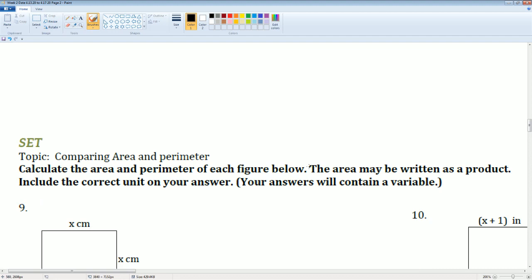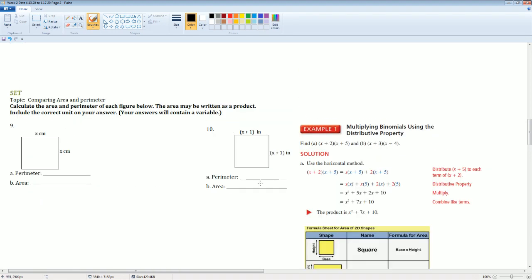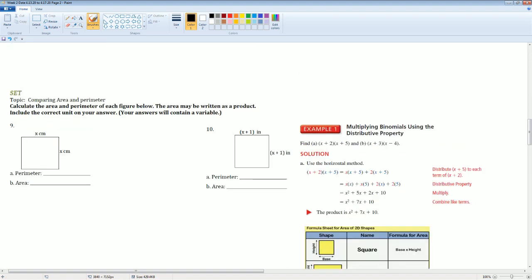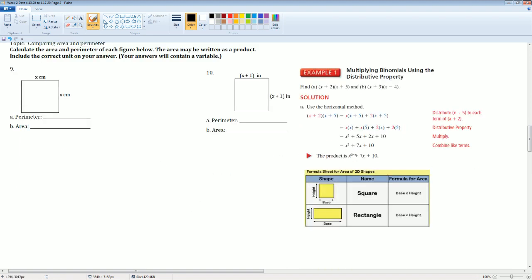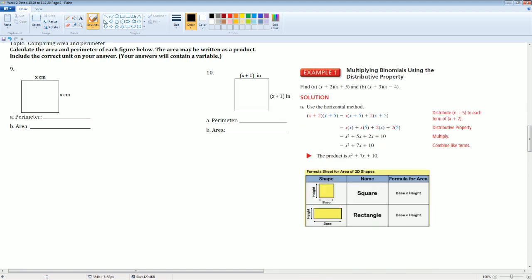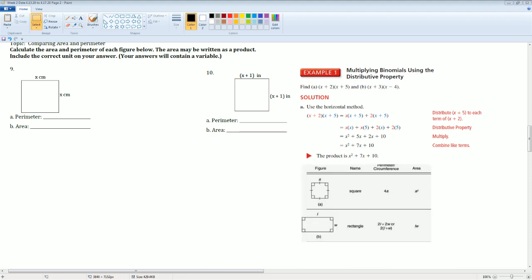All right, here's the next part. You're going to have to find the perimeter and then the area. Hold on. Here I showed you how to multiply. This is how you find the area. You have the formula here, right? Base times height. Let me just give you the formula for perimeter.